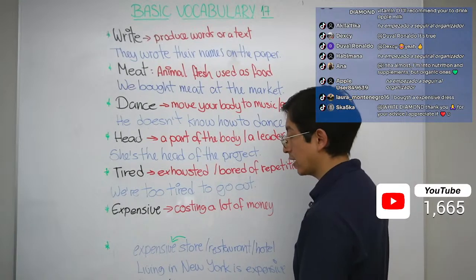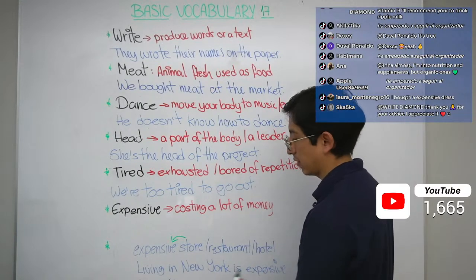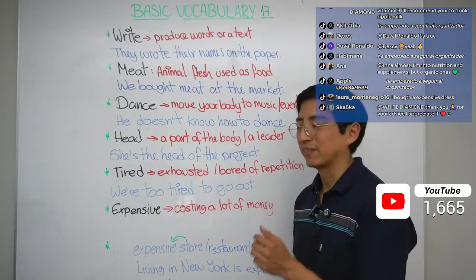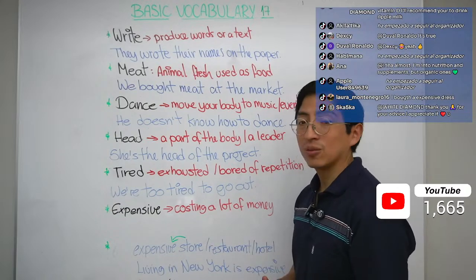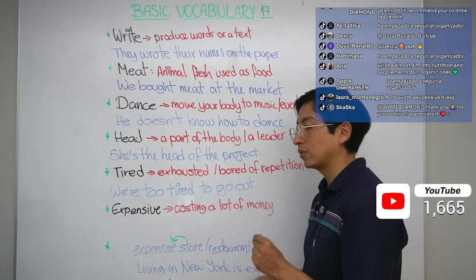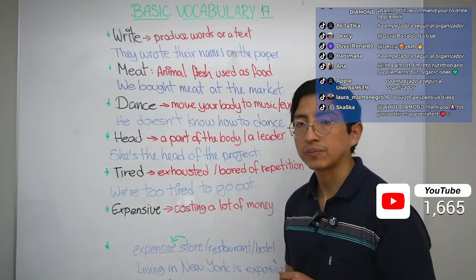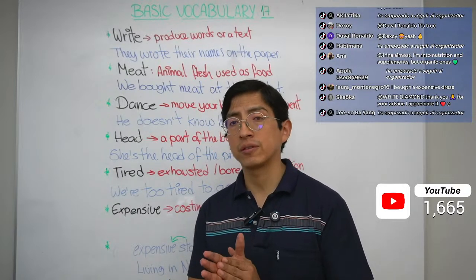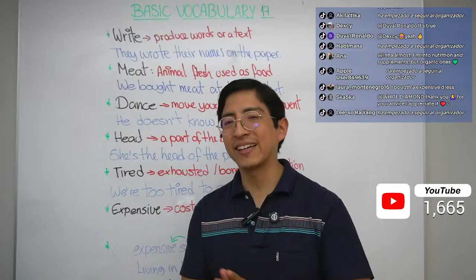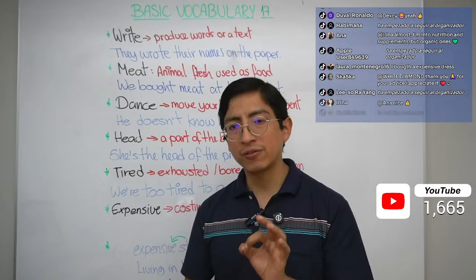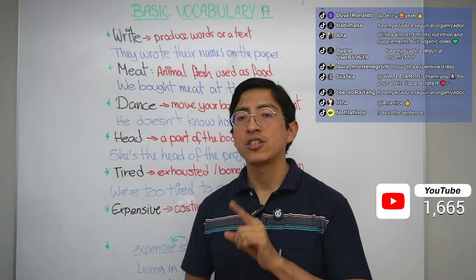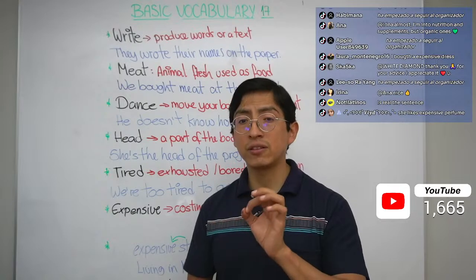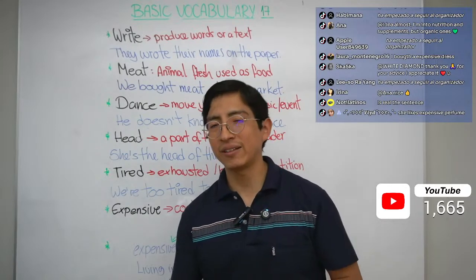Now, in the second case, we have living in New York is expensive. Vivir en Nueva York es caro o es costoso. Okay, now let's continue with the next word. Vamos a continuar con la siguiente oración. She likes expensive perfumes. Listen and write, okay? She likes expensive perfumes. Okay, copy this.